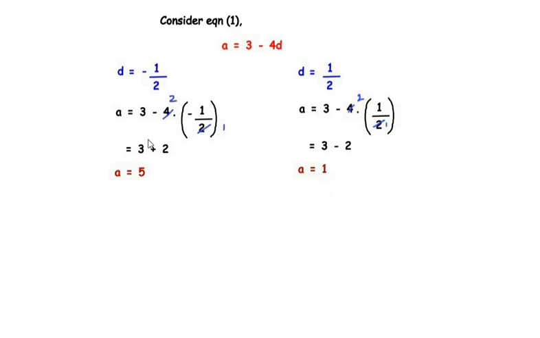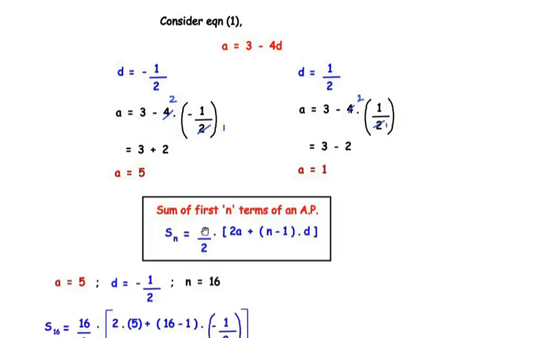Now here, once we have got the first term of the sequence and the common differences, let us find out the sum to 16 terms of the AP, once by taking a is equal to 5 and d is equal to minus 1 over 2, and the second time by taking a is equal to 1 and d is equal to 1 over 2. So sum of first n terms of an AP formula is given as Sn is equal to n over 2 times 2a plus n minus 1 times d, where a is the first term of the sequence and d represents the common difference.